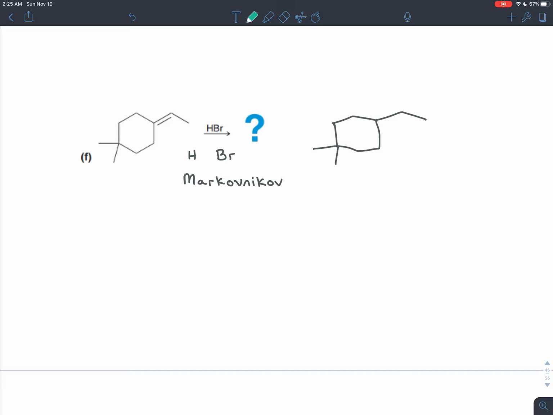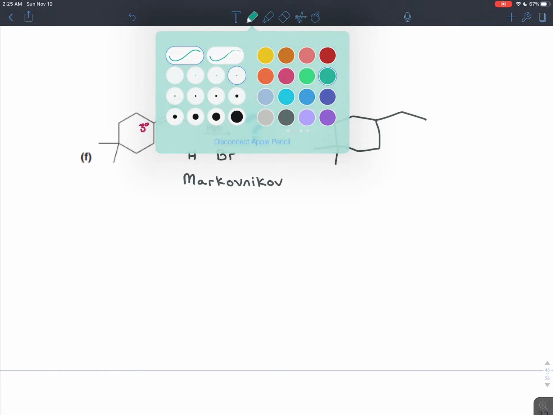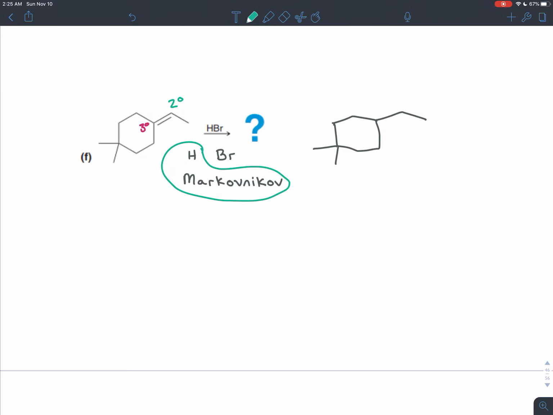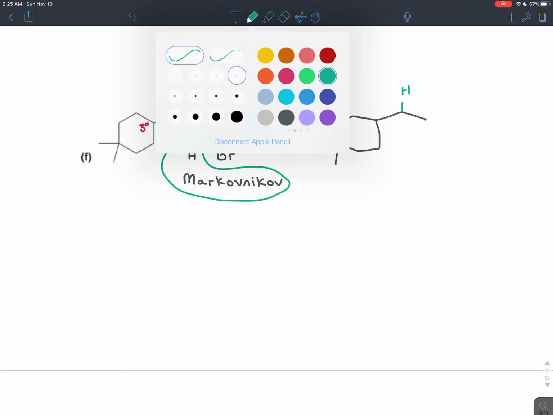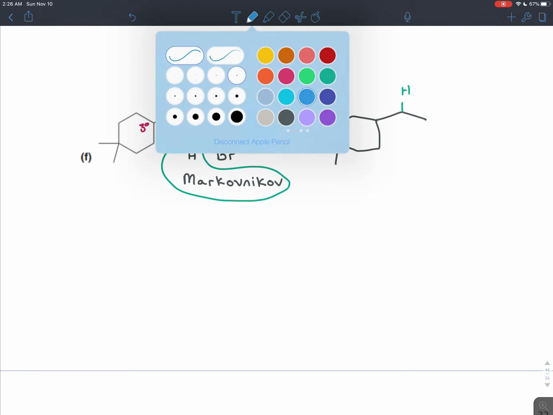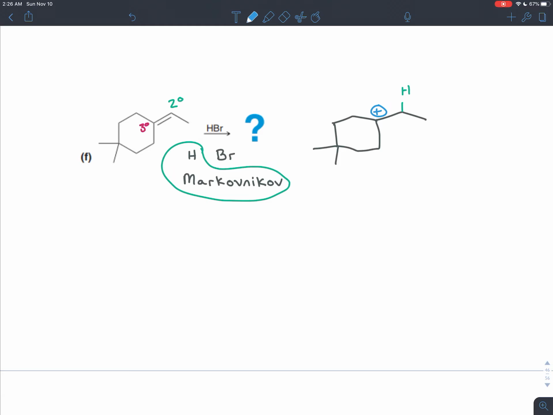Because it's Markovnikov, the hydrogen is going to go to the less substituted carbon. That's the carbon sort of on the right. That's bonded to 2 other carbons, so that's secondary. And the other carbon is bonded to 1, 2, 3 carbons, so that is tertiary. So in Markovnikov addition, the hydrogen goes to the less substituted carbon. In the mechanism for this, you form a carbocation on the other atom, so we do have to watch out for carbocation rearrangements in this reaction.